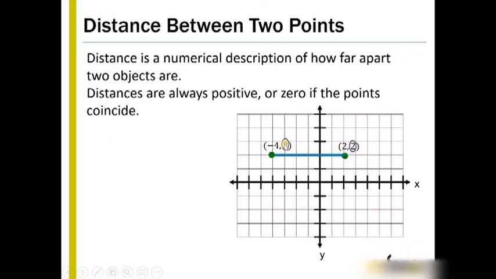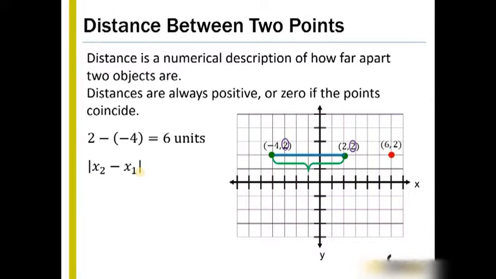They have the same y-coordinate, so the distance between them is just a horizontal line. So this distance here is the difference between this x-coordinate 2 and this x-coordinate -4. The difference between them is 2 take away -4, which is 6. So the distance between these 2 points is 6. We can write this as one coordinate minus the other coordinate, and we use the absolute value symbols to show that we always take the positive value.